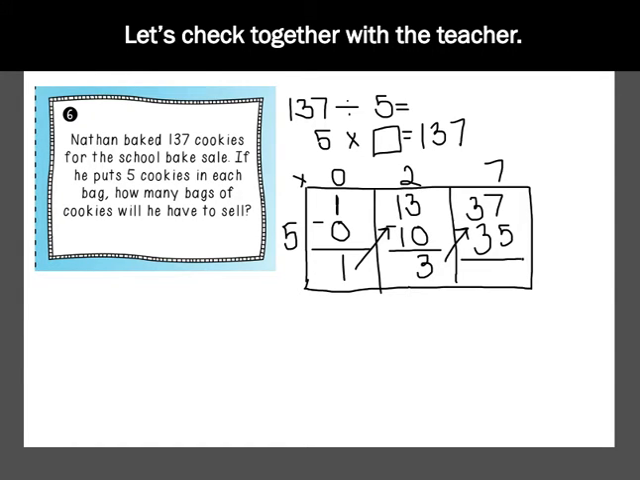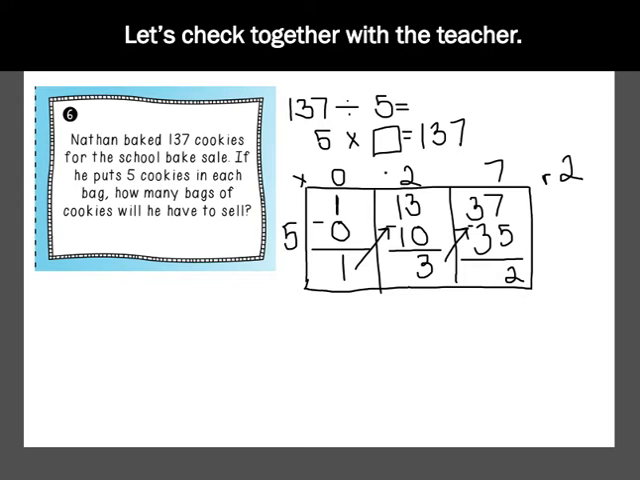When I subtract, I notice that I have 2 left over this time, but I don't have another box waiting. Those are the 2 cookies that don't get placed in any bags. It's called the remainder, you might remember from earlier in the year. Tomorrow we'll talk more about remainders.